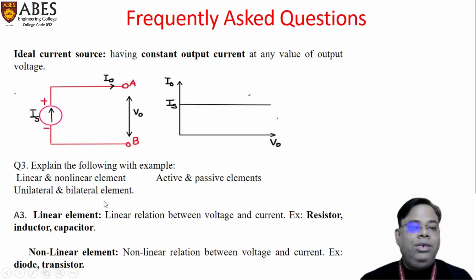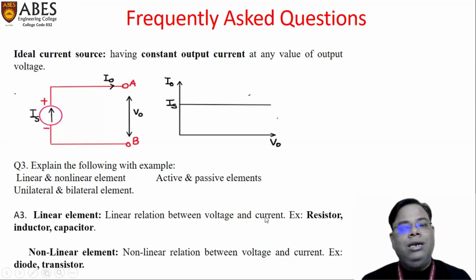As we have already covered such fundamentals in our lecture number 4, but I am revising here that linear elements are those elements which have linear VI characteristics, and nonlinear elements are those elements which have nonlinear VI characteristics. The examples of linear elements are resistor, inductor, and capacitor, and the examples of nonlinear elements are diode and transistor.